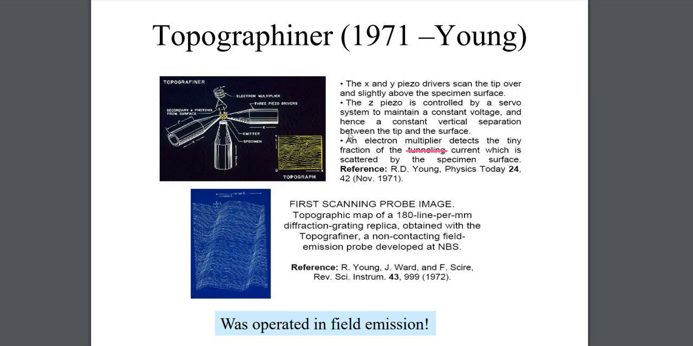The topographiner, made by Young in 1921, consists of X and Y piezo drivers which scan the tip over and slightly above the specimen surface. The Z piezo is controlled by a servo system to maintain a constant voltage and hence a constant separation between the tip and the surface. An electron multiplier detects the tiny fraction of the current which is scattered by the specimen surface.